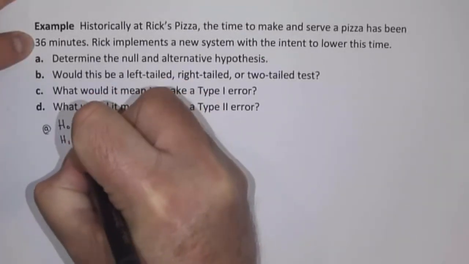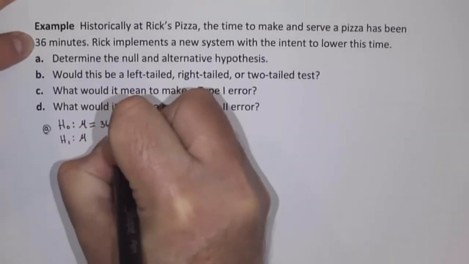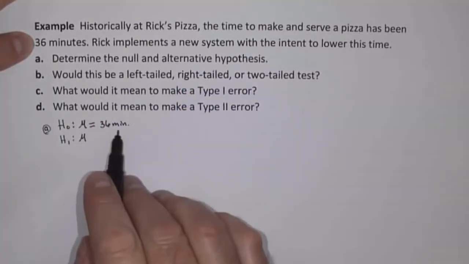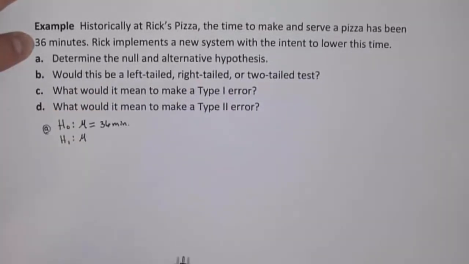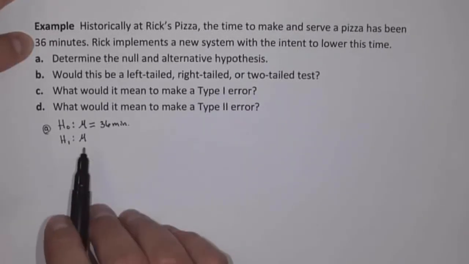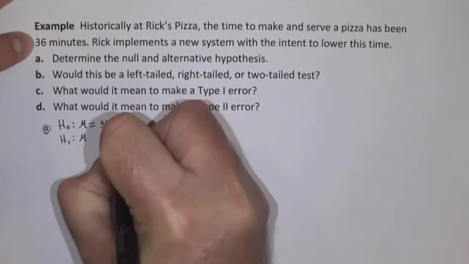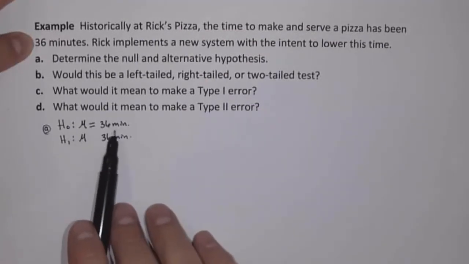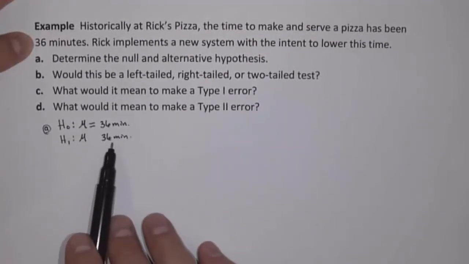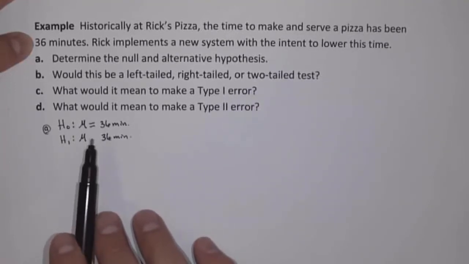So historically, mu has equaled 36 minutes. So there's our null hypothesis. Again, that's my null hypothesis because historically that's been what is true. Now our alternative hypothesis is going to have the same parameter and the same value. So we're still going to have 36 minutes in the alternative hypothesis. The only thing that's going to be different between the null and the alternative hypothesis is that instead of equals, in the alternative we're going to have less than, greater than, or not equal to.